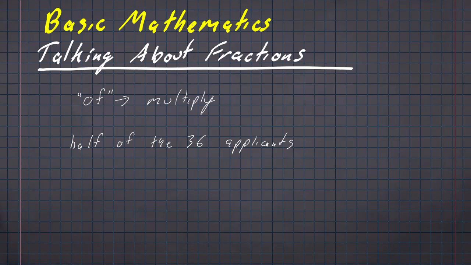Consider the phrase half of the 36 applicants. Half, we can think of as the fraction 1/2. Of is multiply and 36. Half of 36 is 1/2 times 36, or 36 over 2, which is 18.